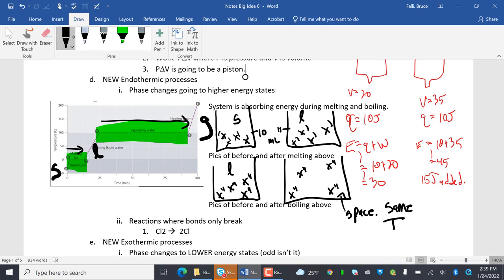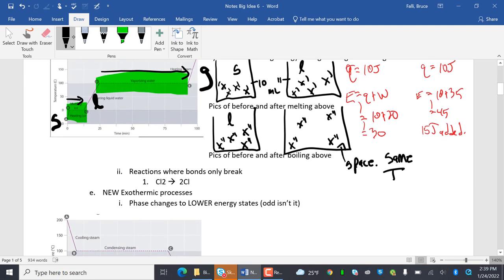So I just want to say again, changing state of matter does not change your whooshies, okay? It changes size and it changes distance.